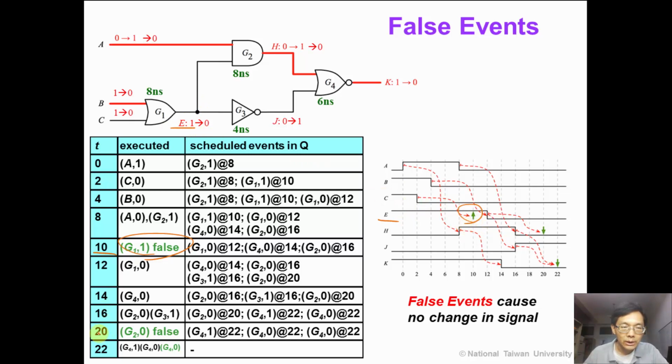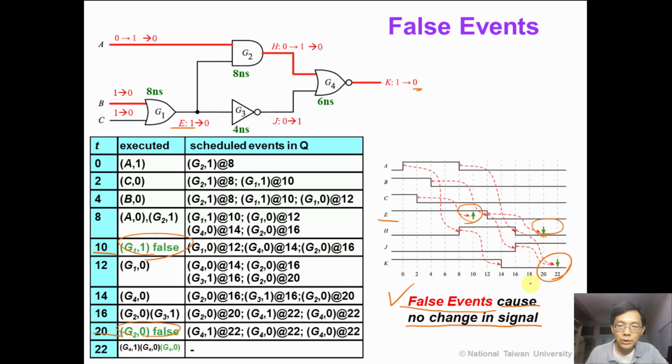Similarly, at time 20, G2 is supposed to be falling to 0, but actually H signal is already 0 at time 20, so there is nothing to change. Again, at time 22, G4 output K is already 0, so actually there is nothing to change. We call this false event, which causes no change in our signal.